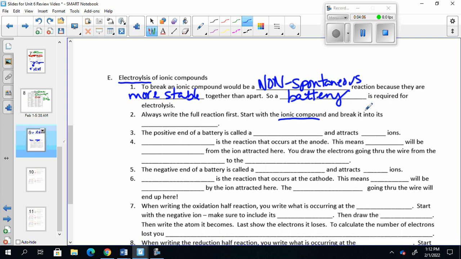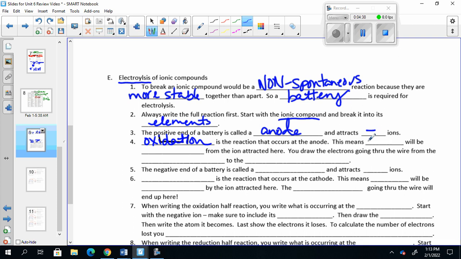Always write the full reaction first. Start with the ionic compound, break it into its elements. The positive end of the battery is called an anode, and it attracts negative ions. Oxidation is the reaction that occurs at the anode.